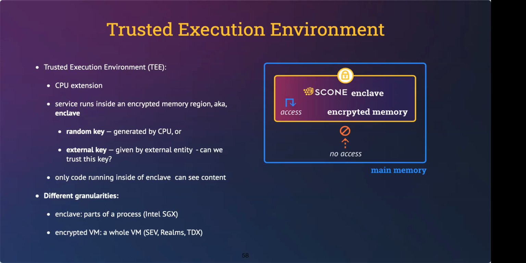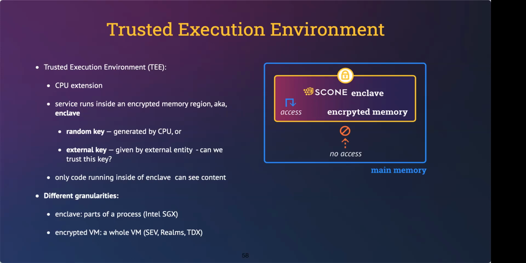And then you can create such encrypted memory regions, the enclave. And most of the time you use a random key. So if I create an enclave, then a random key is generated by the CPU, and nobody can access that memory region except the code that runs inside of the enclave.